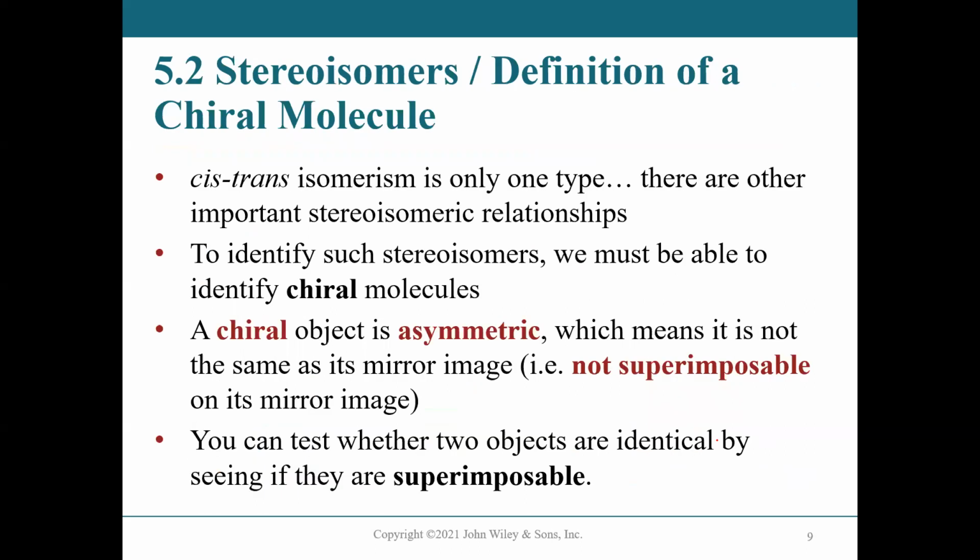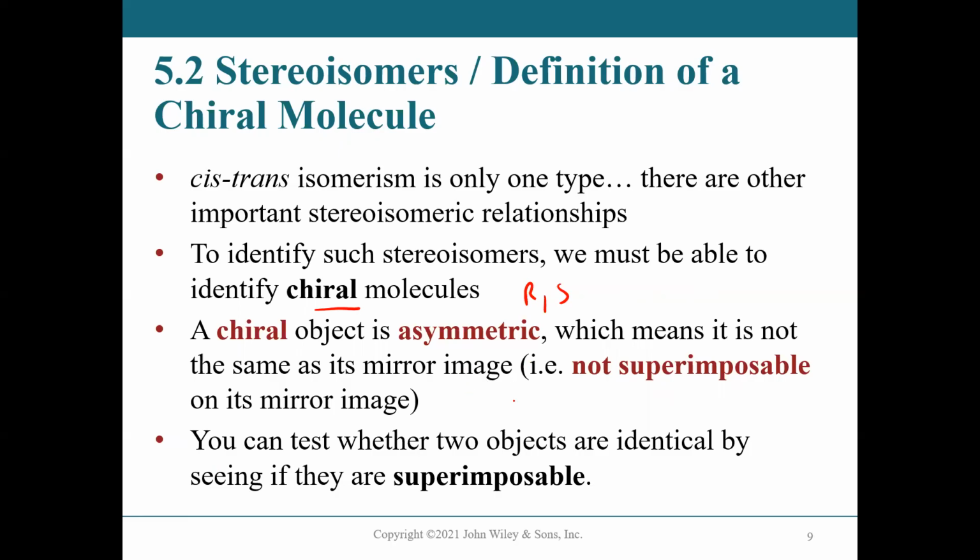So cis-trans isomerism is only one type. There are other important stereoisomeric relationships. We have chiral centers, and we're going to talk about being an R or S designator. So a chiral center is asymmetric, which means it is not the same as its mirror image. It's non-superimposable on its mirror image.